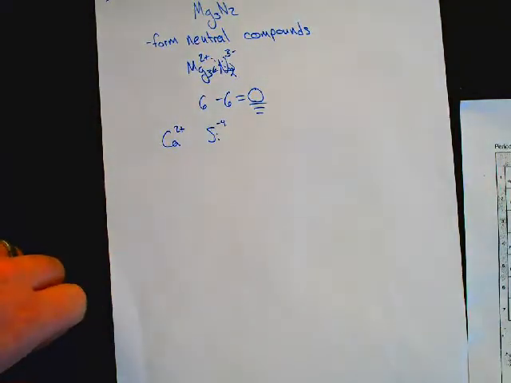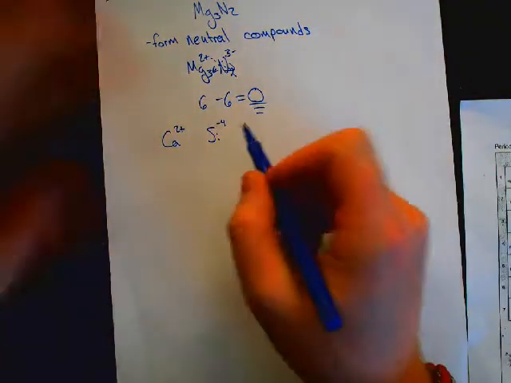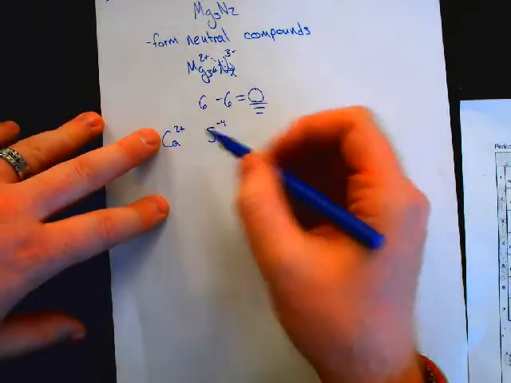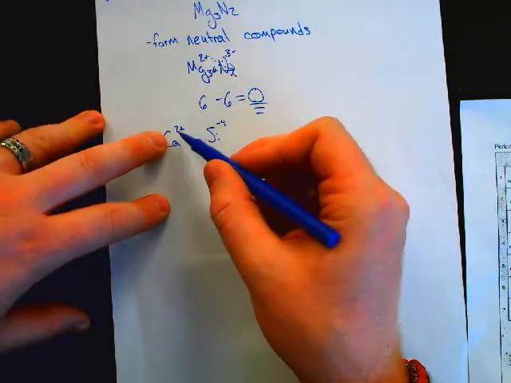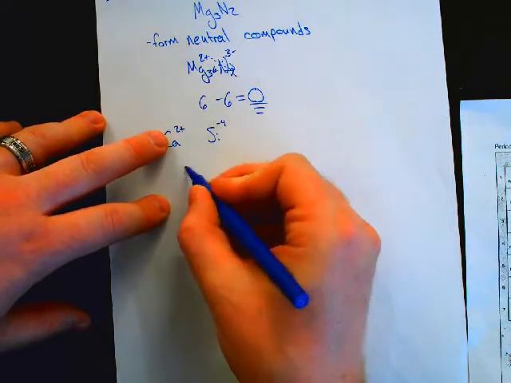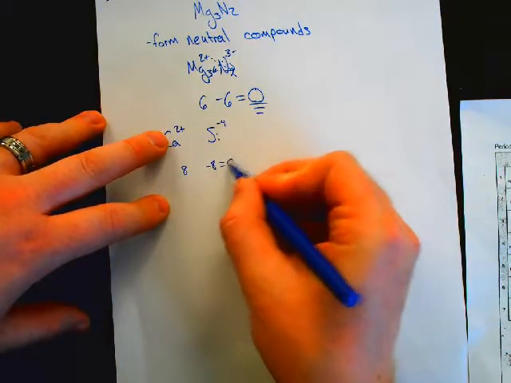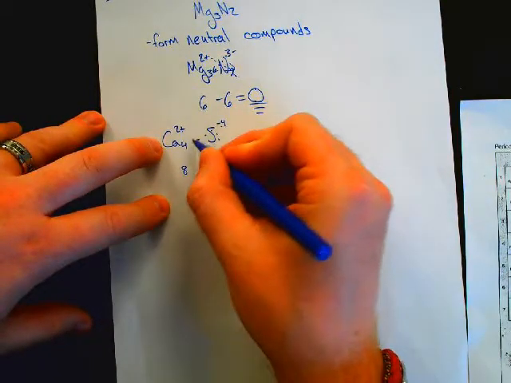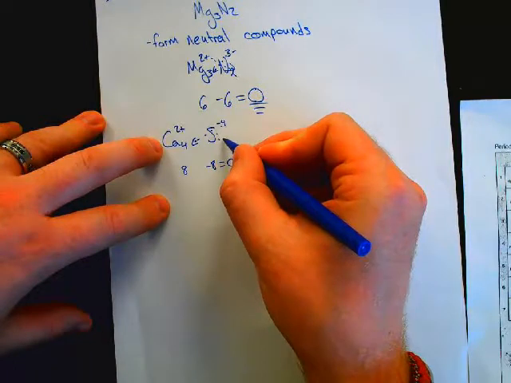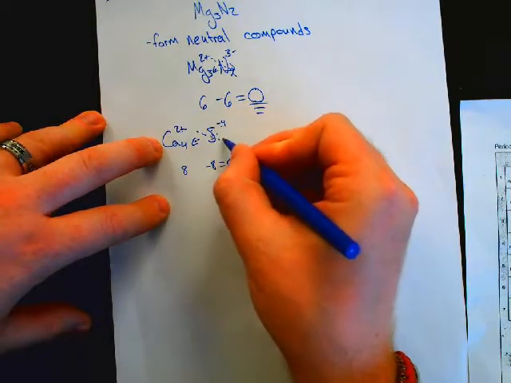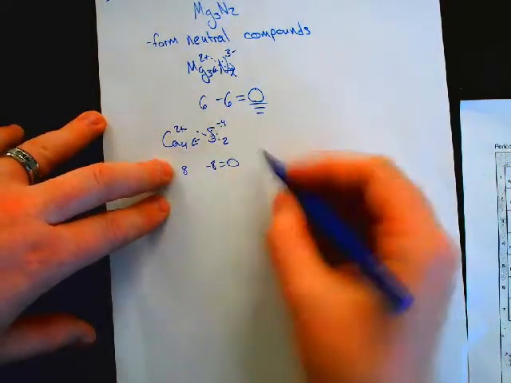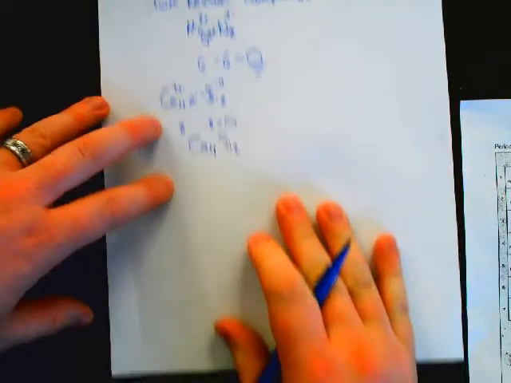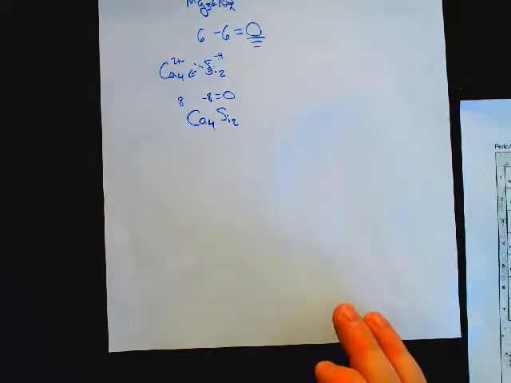So, yeah. 2 ways I could look at this. I could look at this as crisscrossing them, or I could look at this as finding the least common multiple. Least common multiple would be 8. So if I had 8 and -8, how many calciums do I need? 4. How many silicons do I need? 2. It's 2. Okay, and I'd have Ca4Si2. Why would that not be finished, though?